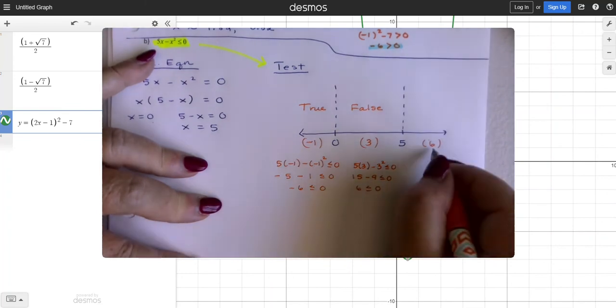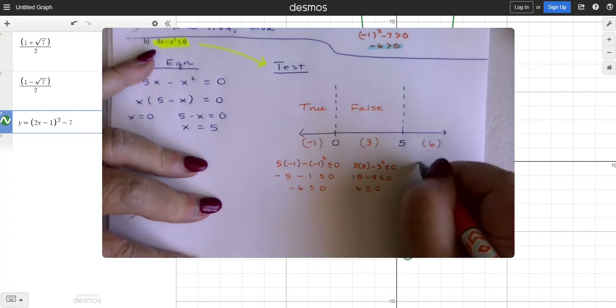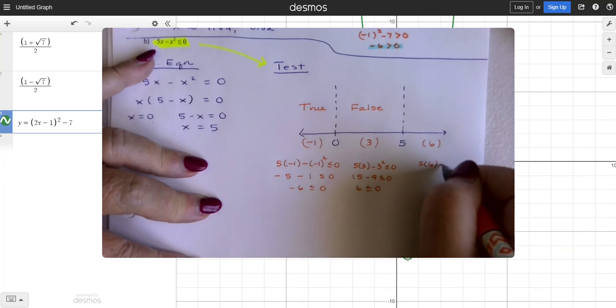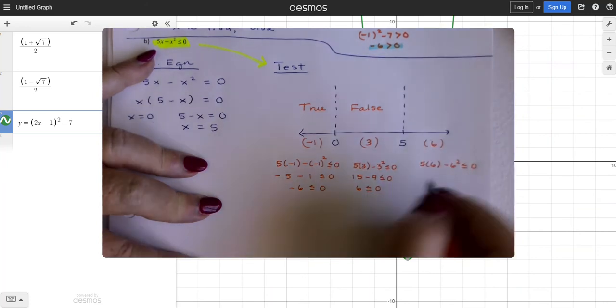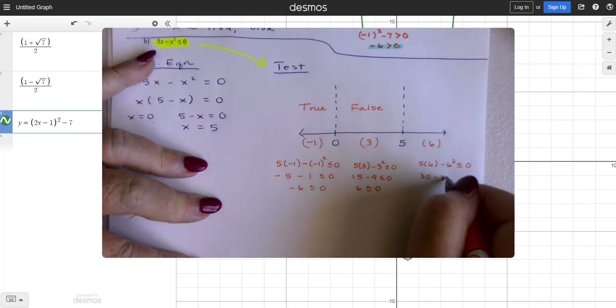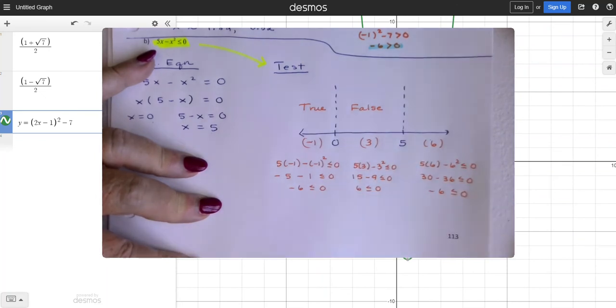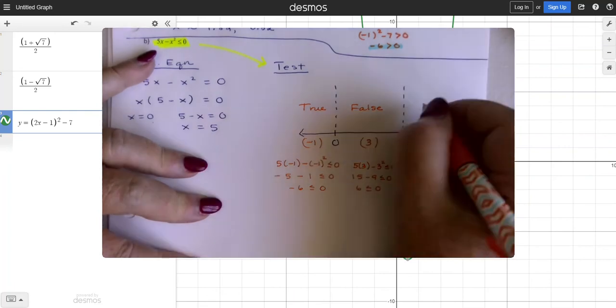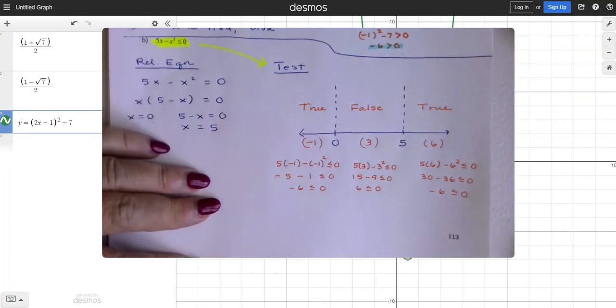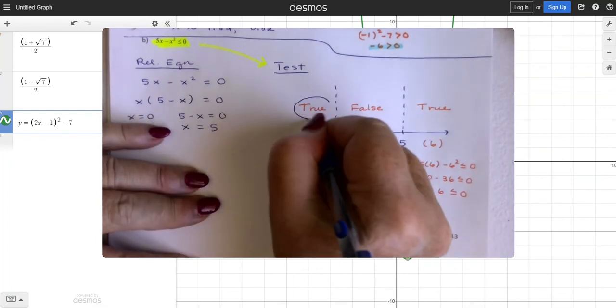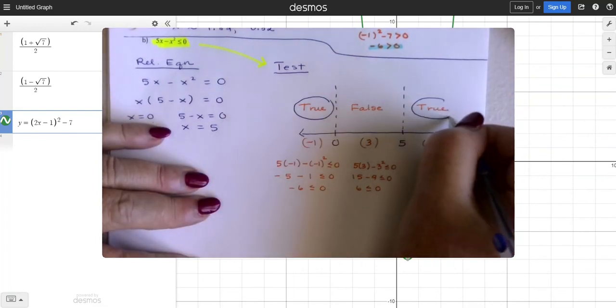And then finally, the last test point I picked was 6. So I'm going to plug that into the original. And that says 30 minus 36, or negative 6, is less than or equal to 0, so we are true again. So once again, this time I get 2 places where my inequality is true.